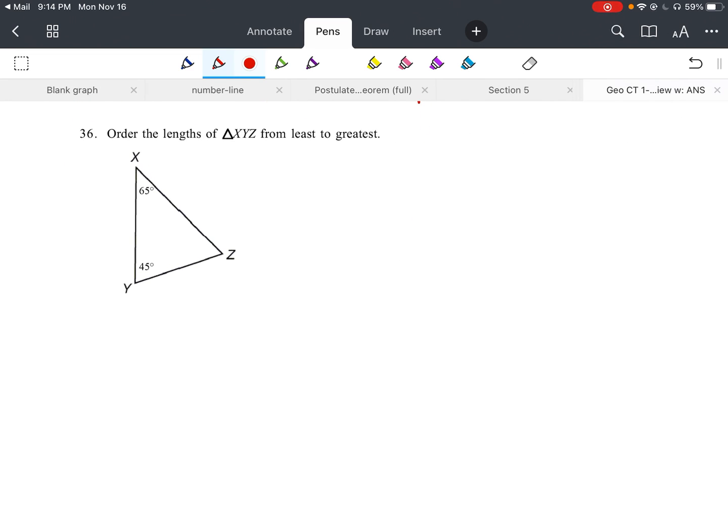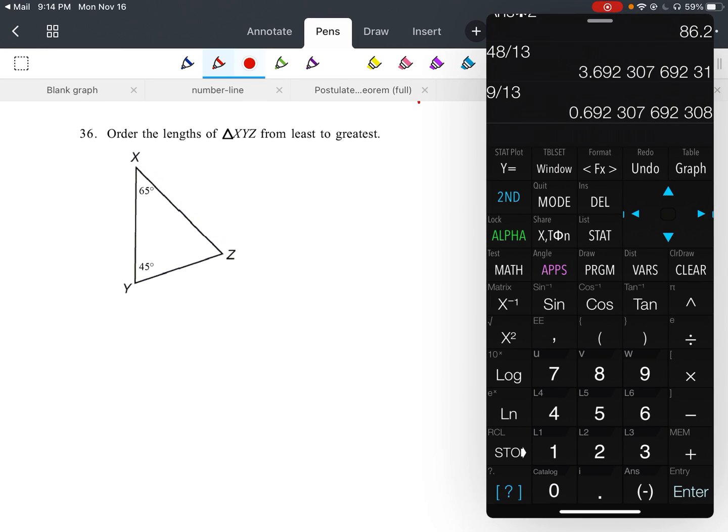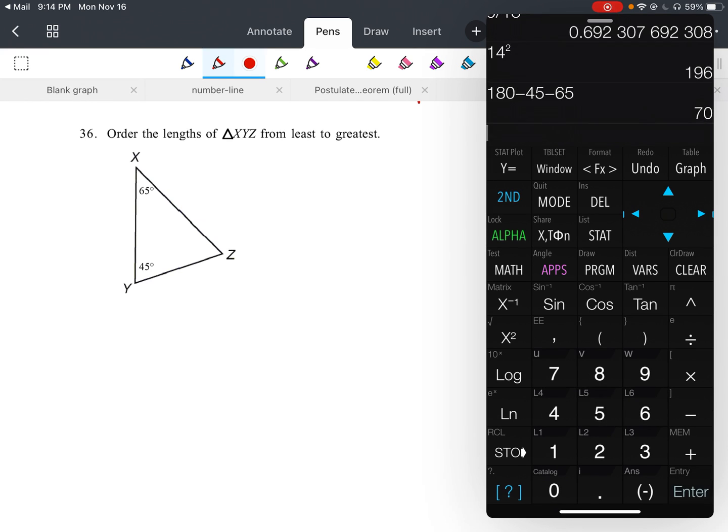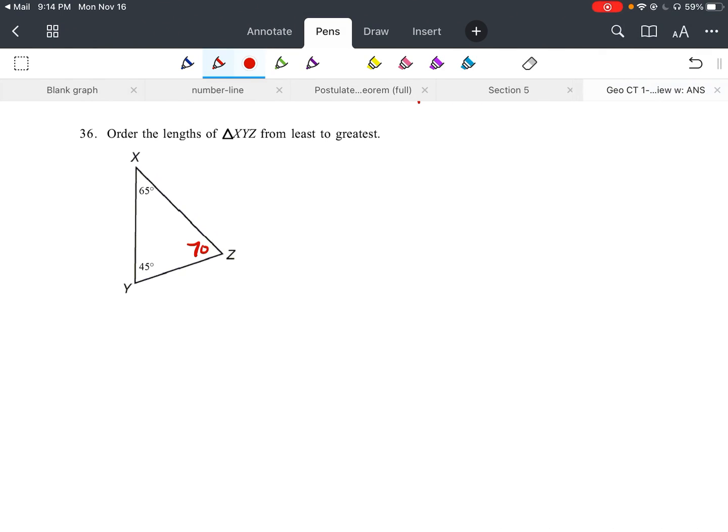All right, order the lengths from least to greatest. Remember, the biggest sides are across from the biggest angle, so don't be deceived by the pictures, guys. Don't get fooled. 180 minus 45 minus 65 gives us 70. So this is 70, this is our other angle. So the greatest would be XY. Oh, we're going least to greatest, so let me put it in the right order. So XY, the second biggest, the middle, would be YZ, and then the shortest would be XZ.